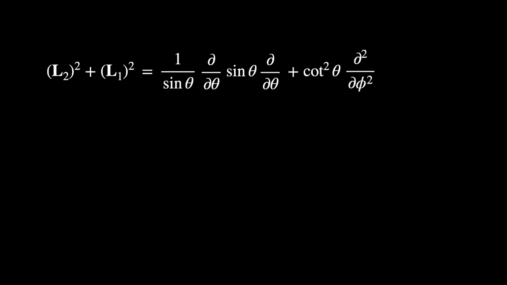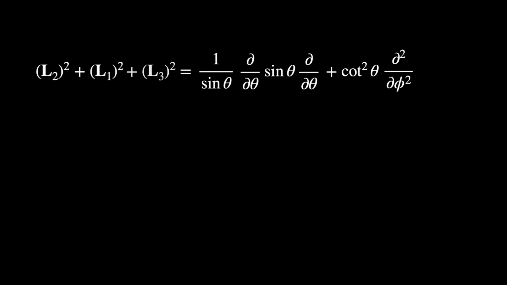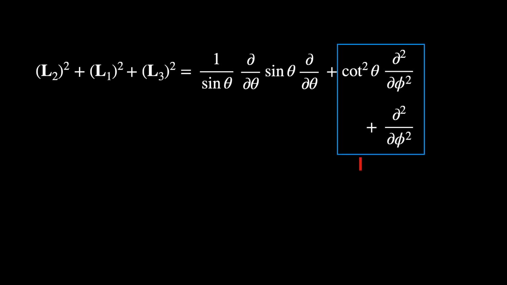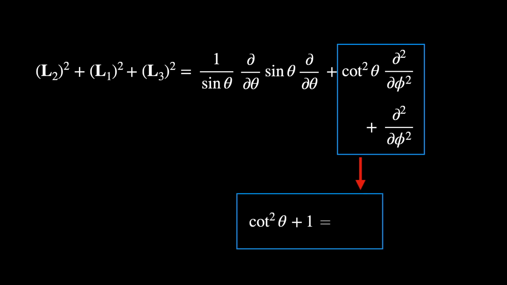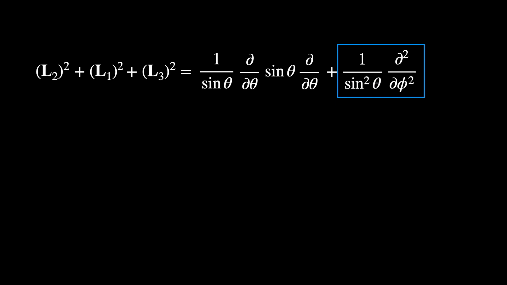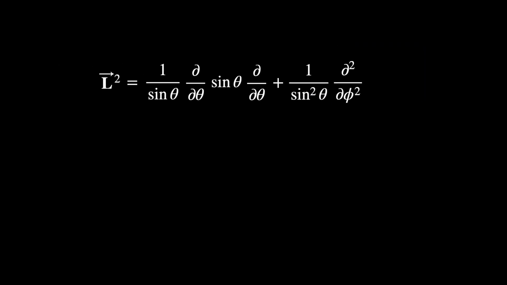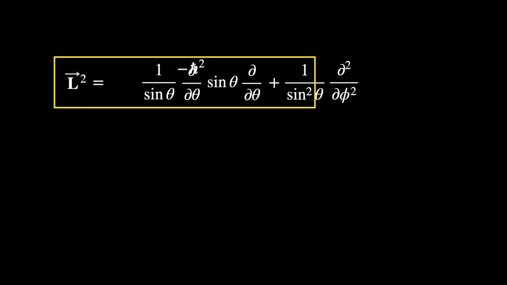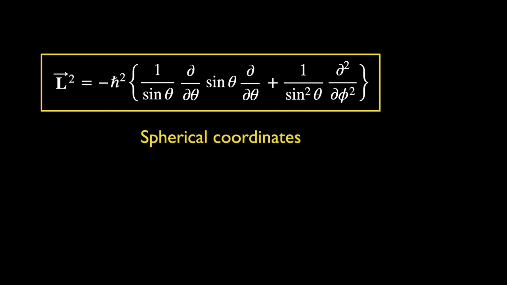We are now ready to add in the square of L3. Applying some basic trigonometric identities to this. And we finally have the representation of L squared in spherical coordinates. But let's not forget the units carried in the prefactor, which we have factored out in the beginning. This completes our calculation of L squared.